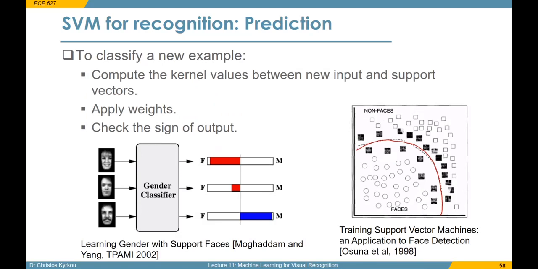When we want to classify a new example, for example for gender classification or face detection, what we basically do is compute the kernel values between the input and the support vectors, apply the weights, the alpha coefficients, and add the bias, and then we just check the sign of the output. This is the process of building classification systems with SVMs.